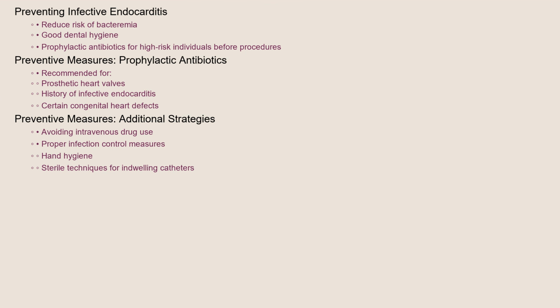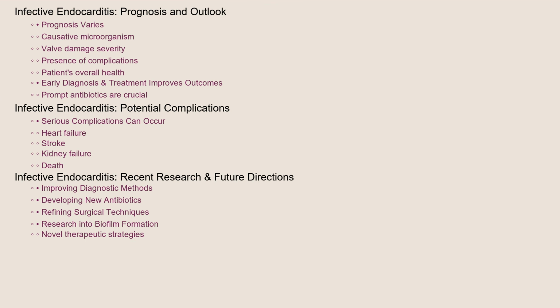Avoiding intravenous drug use and practicing proper infection control measures, such as hand hygiene and sterile techniques for indwelling catheters, are also essential preventive measures. The prognosis for infective endocarditis can vary widely depending on several factors, including the causative microorganism, the severity of valve damage, the presence of complications, and the patient's overall health. Early diagnosis and prompt treatment with appropriate antibiotics significantly improve the chances of a favorable outcome.